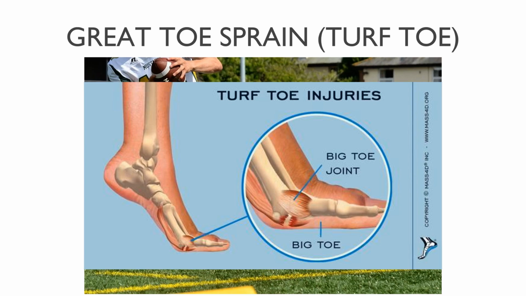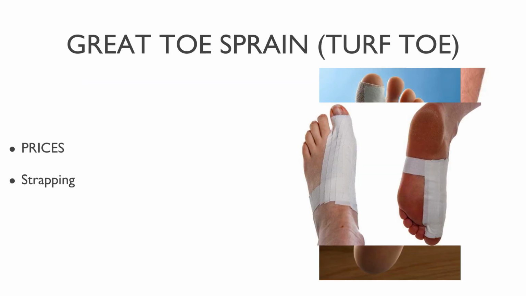The joint capsule and supporting ligaments can be damaged, leading to pain, swelling, and reduced function in the big toe, which is especially problematic for athletes who rely on explosive movements. Treatment for great toe sprain, or turf toe, follows the PRICES protocol: protection, rest, ice, compression, elevation, and support. Strapping or taping the toe is also commonly used to limit movement and provide additional support during the healing process. Proper management is essential to ensure a full recovery and prevent long-term issues with balance and mobility.